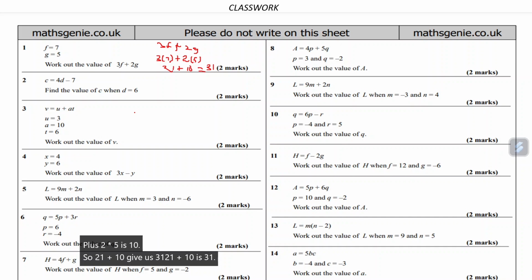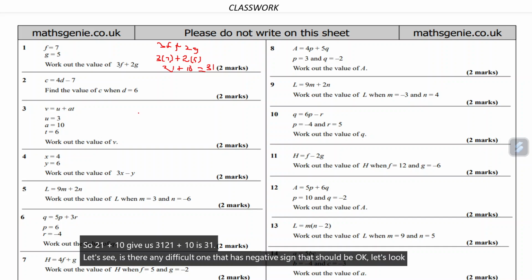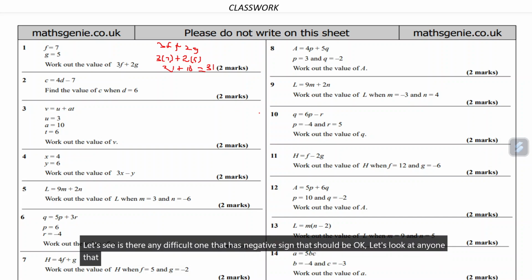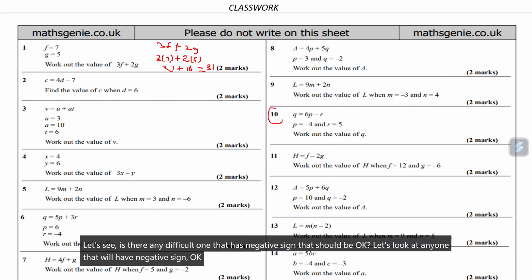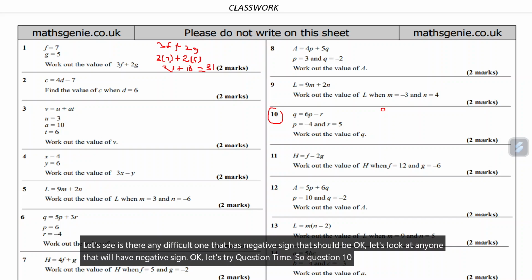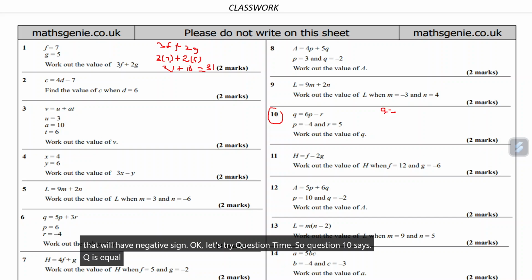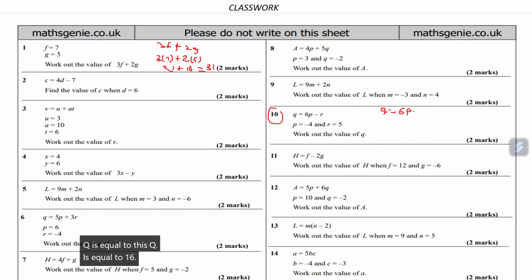Let's see, is there any difficult one that has negative sign? That should be okay. Let's look at anyone that will have negative sign. Okay, let's try question 10. So question 10 says Q is equal to 6p minus R. So work out the value of Q.